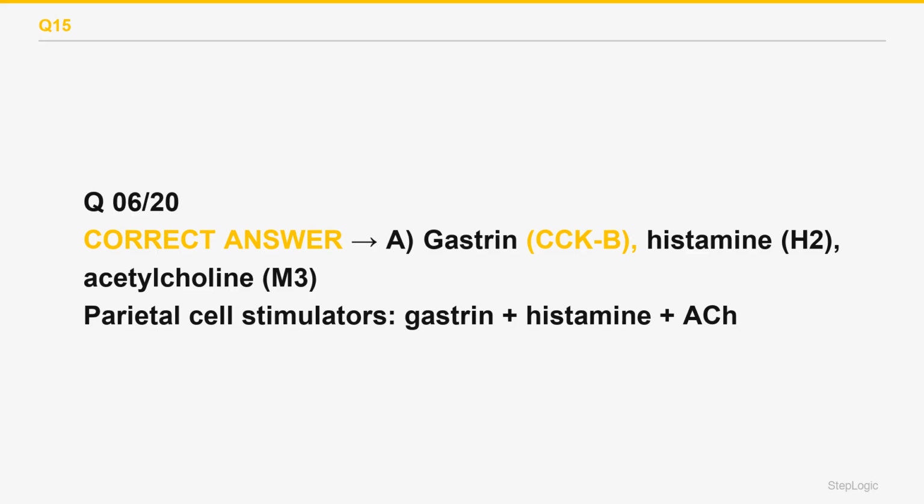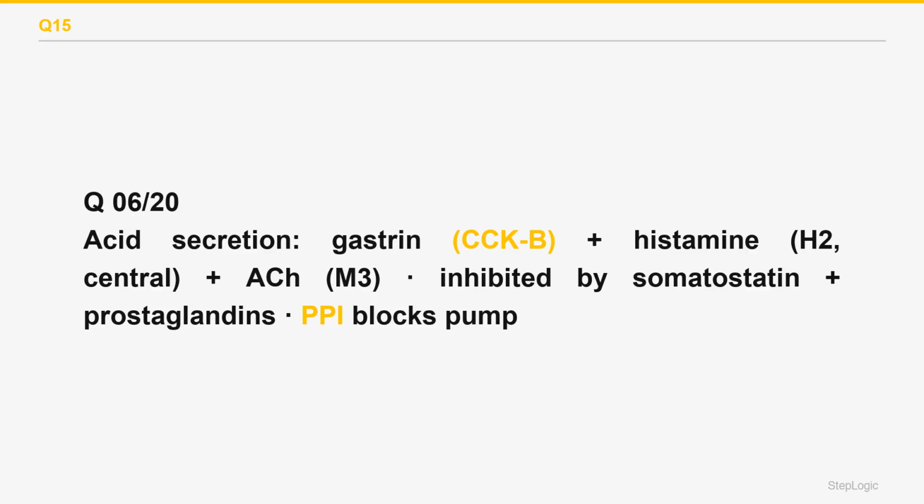The correct answer is A. This trio explains the pharmacology of acid suppression. Histamine's central role is why H2 blockers, ranitidine and famotidine, reduce acid. Blocking the final common pathway, the proton pump itself, with PPIs, omeprazole, is the most potent. Somatostatin and prostaglandins inhibit acid secretion, which is why NSAIDs, by blocking protective prostaglandins, promote ulcers. The gastrin, histamine, and acetylcholine triad stimulating the parietal cell is the answer.